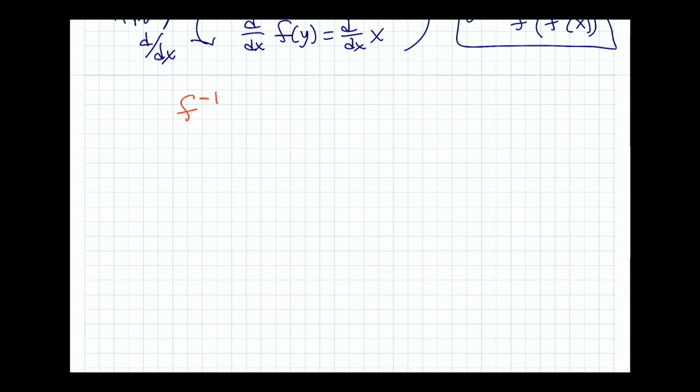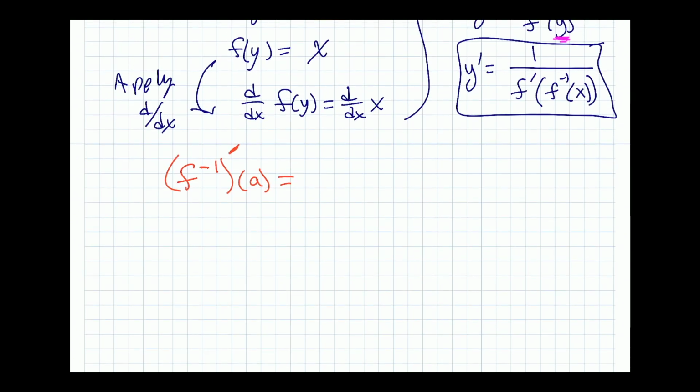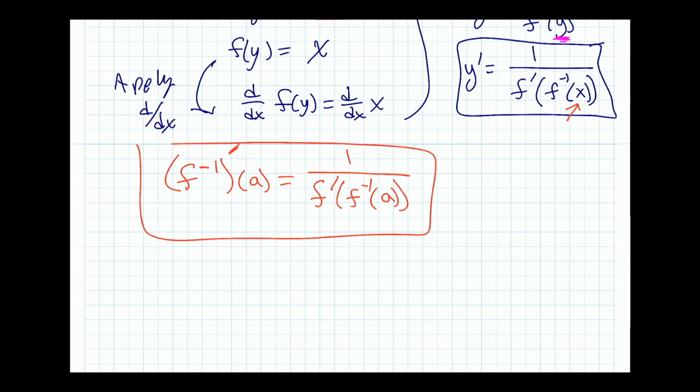F inverse derivative evaluated at a. Now, if you look at what we just did here, this was not evaluated at a, it was evaluated at x. But in all of the problems that you're going to be working on, they're going to assume that you have a number to plug in. So I'm just putting an a in there. You can put an x in there if you want. What is it? It's just what we just did. It's 1 over f prime of f inverse of, and if you plug in an a, it's an a. Right? And that's your derivative of an inverse formula.